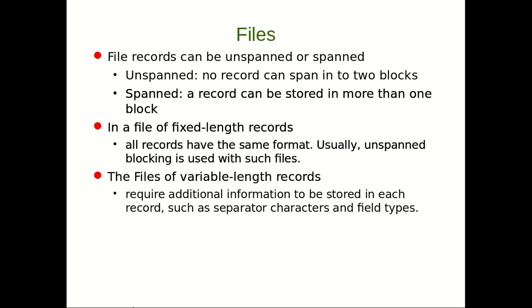Variable length records require additional information. In the case of variable length records, how will you fix the size of a record? To identify where a record ends and the next record begins, additional information needs to be stored in each record, such as a separator character or field types. Then only you can identify the boundary where a record ends and a new record starts. If it is fixed length, for example 100 bytes, it is okay. The first 100 bytes are the first record, the next 100 bytes are the next record, and so on. If it is variable length, some other characters are required to identify the end of a record.